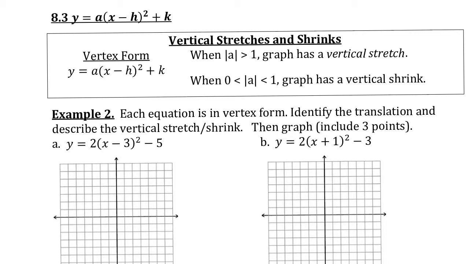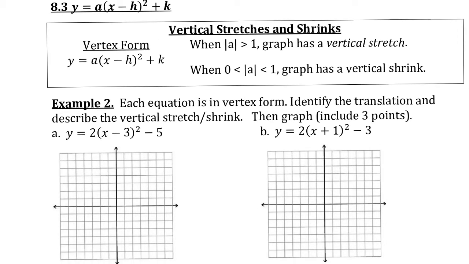Okay, so we're going to use what we learned about translations previously to graph these shrunk and stretched graphs. Each of these equations is in vertex form. We're going to identify the translation and describe the vertical stretch or shrink, and then we're going to graph it. We're going to just use 3 points for these. So first, let's do the translation because we did those last time and we're good at those now. So right here, x minus 3 in parentheses will make the vertex move right 3, just like before. The minus 5 at the end is going to move the vertex down 5.